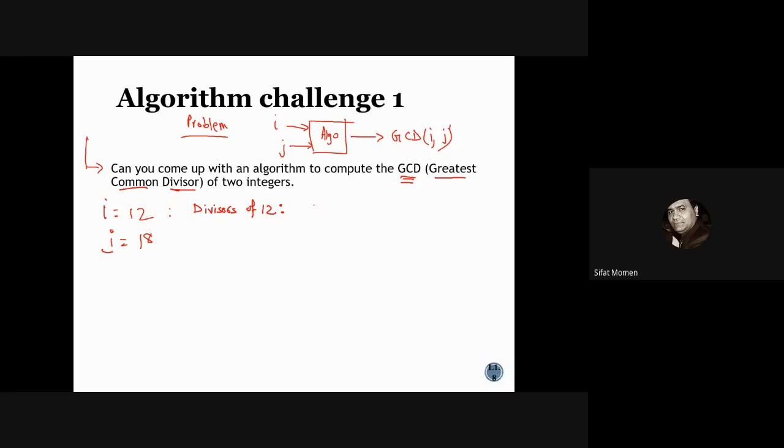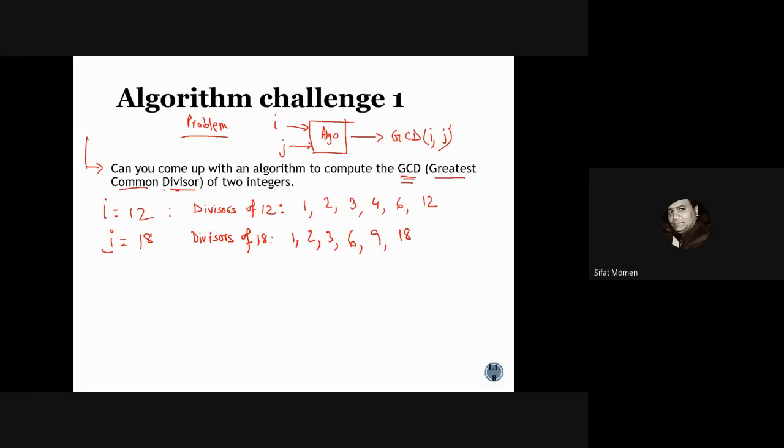So can you tell me what are the divisors of 12? 1, 2, 3, 4, 6, 12. Anything else? No, sir. Okay. Now what are the divisors of 18? 1, 2, 3, 6, 9, 18. Right. So these are the divisors of 18.